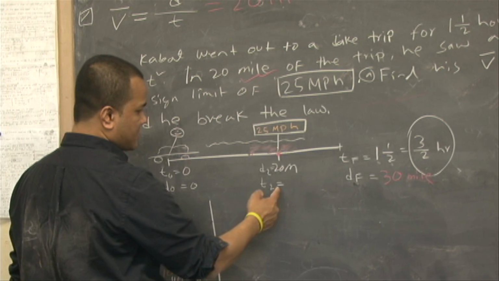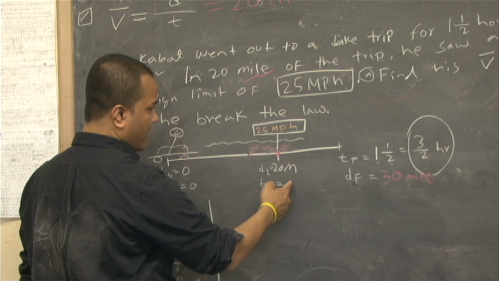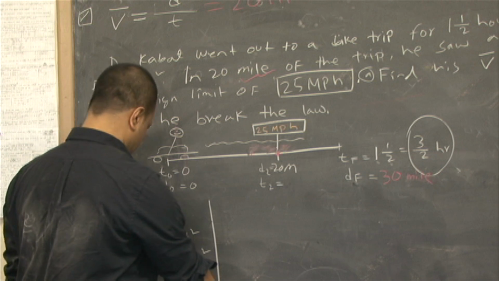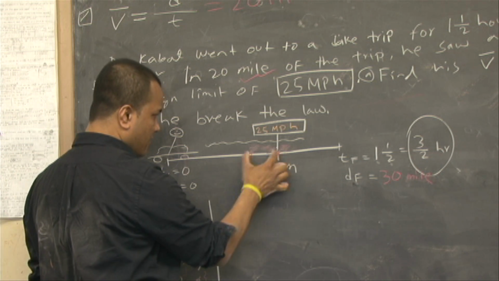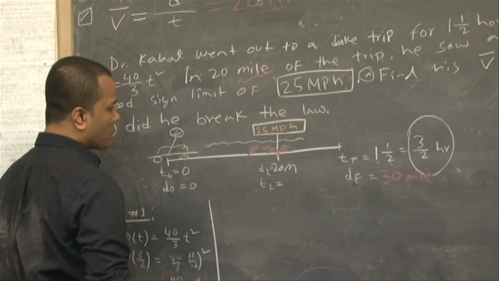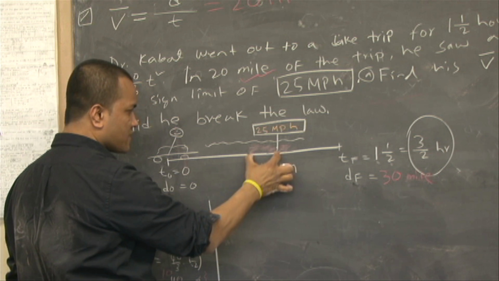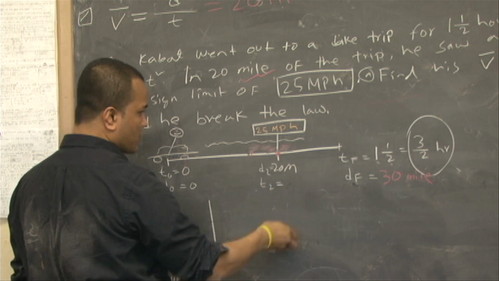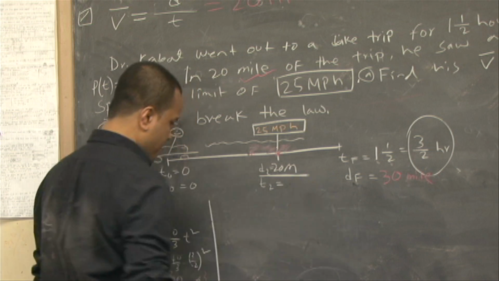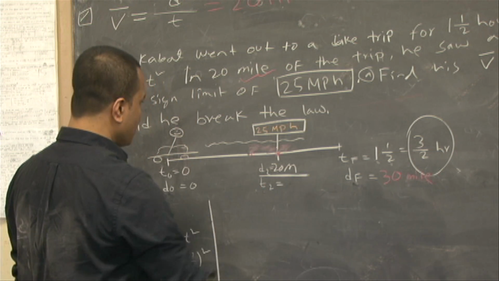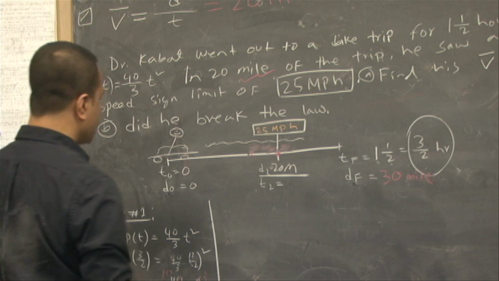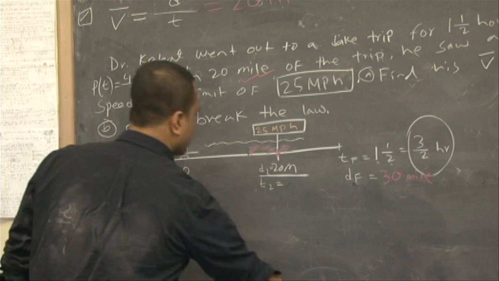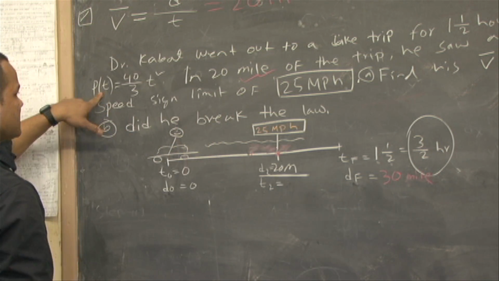All right. So this T2 we saw. We can find this T2, and then we will be able to make a small interval and try to see what he was doing as he was approaching 20 miles. All right, so let's see. What is T2? Let's find T2 now. How can we find it? One way we can find T2 is to make the position function 20.